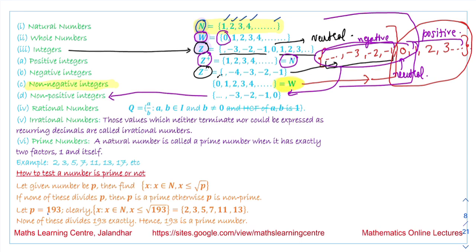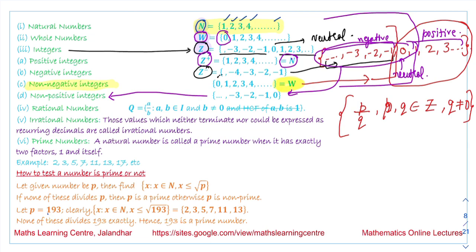Next we have the rational numbers. We know that rational numbers are all the numbers of the form p by q, where p and q are integers. Integers we represent with Z, and we are saying that q should not be equal to 0. This collection we are talking about is the set of rational numbers.